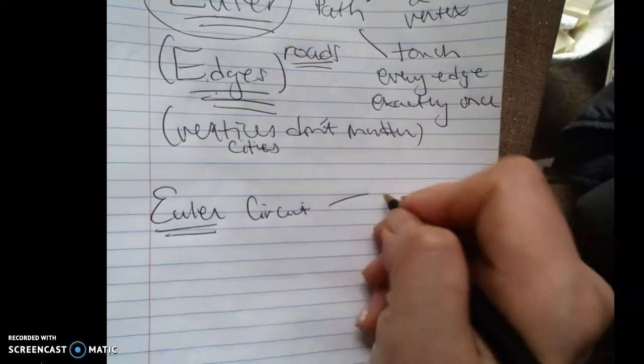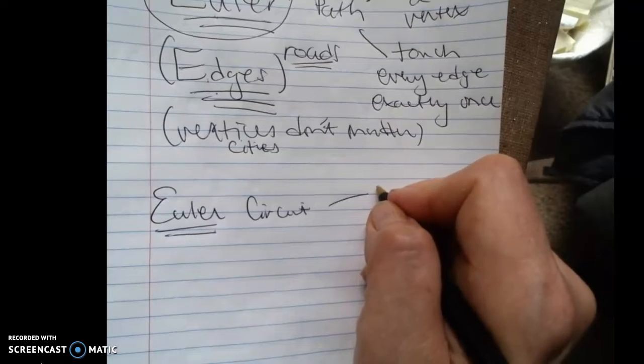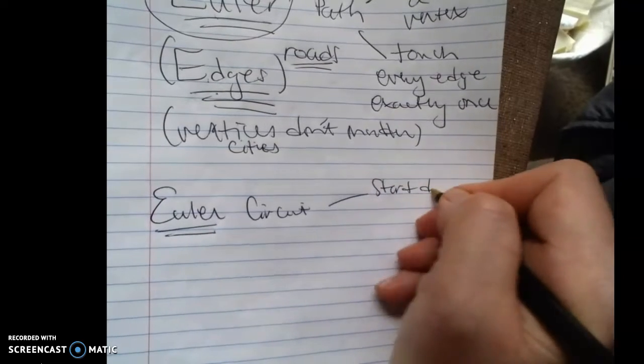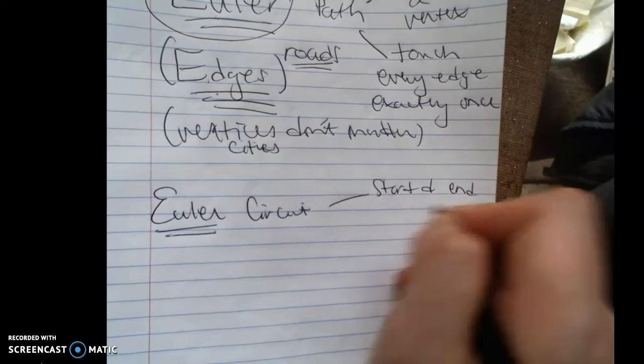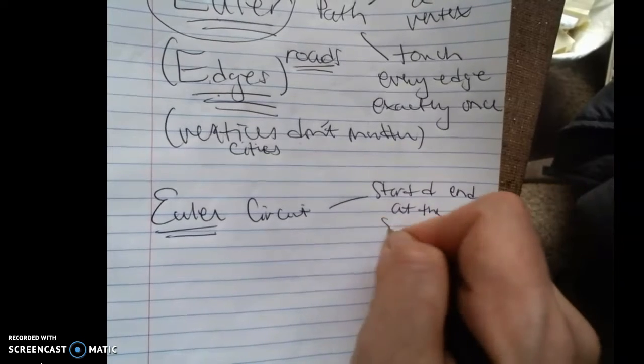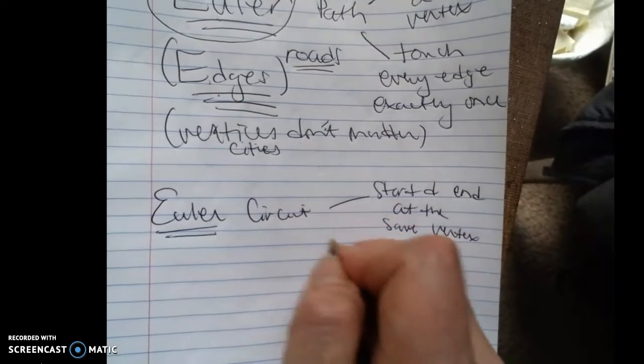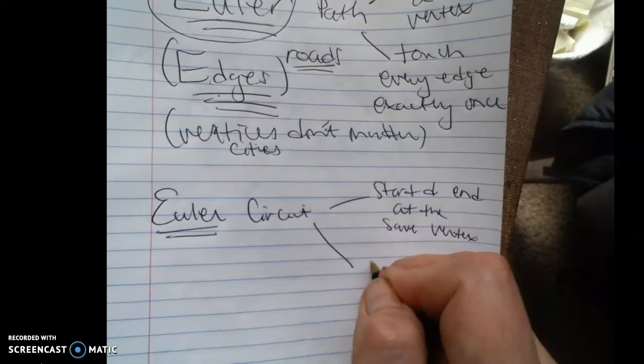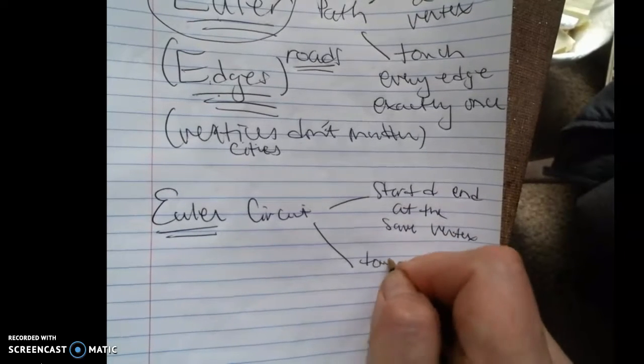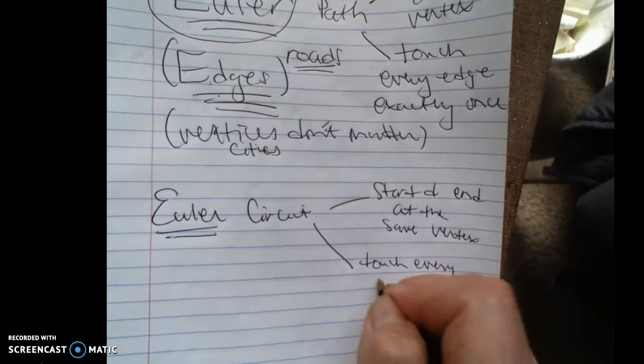right? It has to touch every edge, but it's a circuit, so you have to start and end at the same vertex, because that's what a circuit is, right? You go around. But again, you have to touch every edge exactly once.